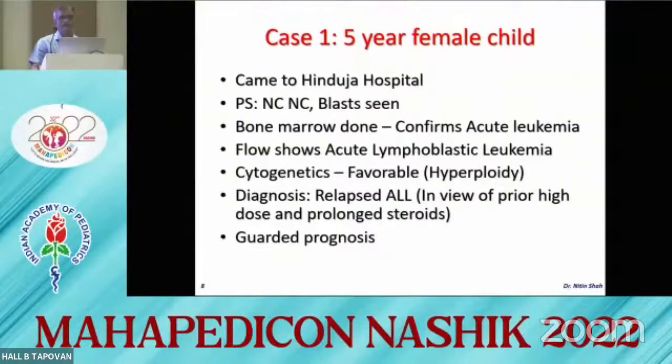And his cytogenetics are sent as always to find out the stratification of risk of the outcome. So it's hyperploidy, which means there are more number of chromosomes than 46. Now, hyperploidy is a good prognostic feature in children. If you have a child who is standard risk ALL with hyperploidy, he has got more than 92 to 95% chances of permanently in remission or what we call cured after 5 years.